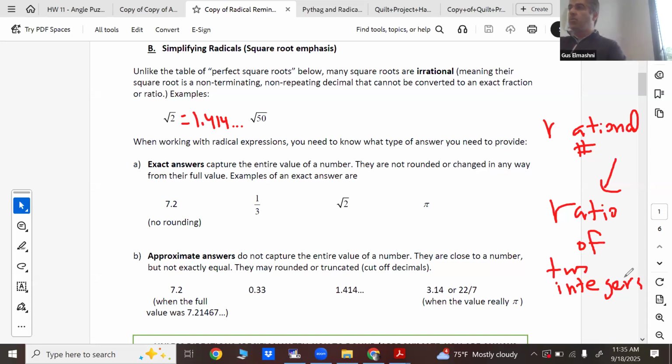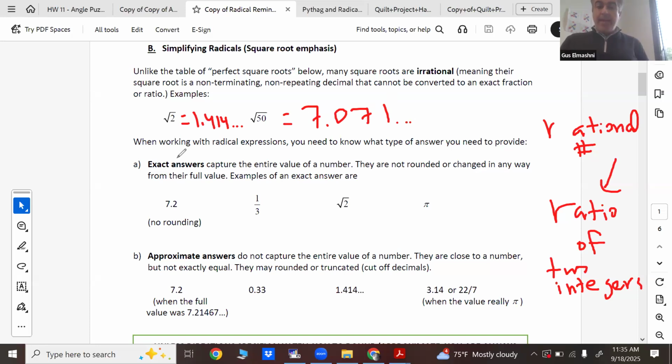Pi, root 2, non-perfect squares. Those are not rational numbers because I can't write them as a fraction. Those are things that have decimals that go on forever, without any pattern. There's no pattern in root 2 or root 50. So it goes on forever without repetition. No repetition, no pattern.